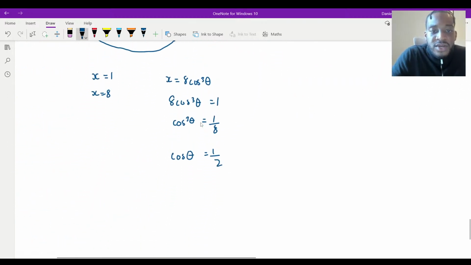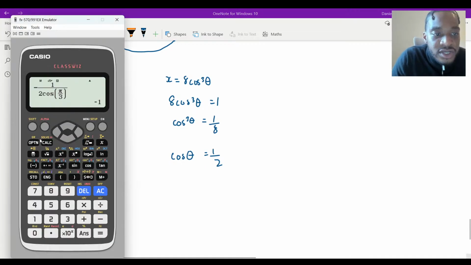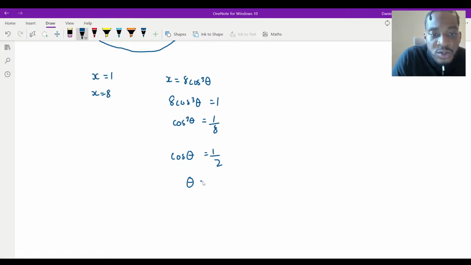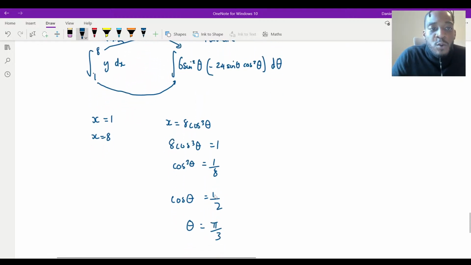So what I'm going to do is take the cos inverse and see what I get. Cos inverse of 0.5 is pi over 3. So that means that theta is equal to pi over 3. Remember, that is going to be our corresponding limit here. So that's going to be pi over 3 right there.